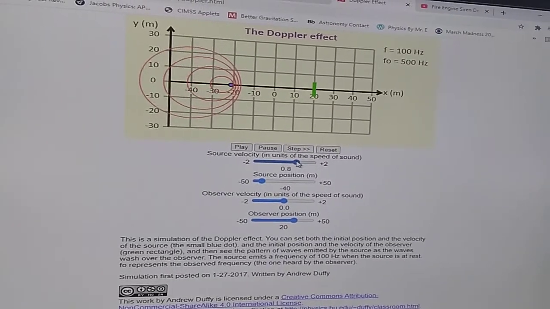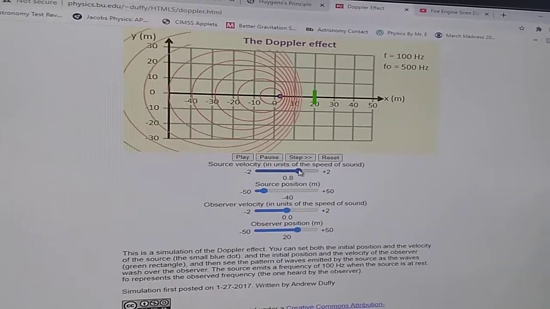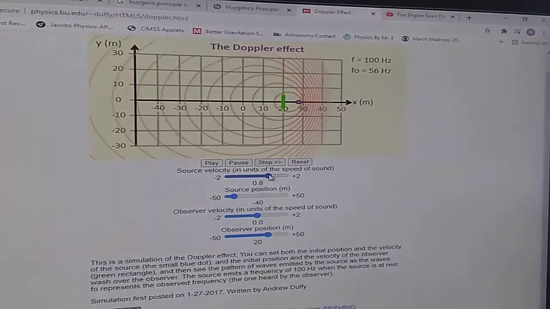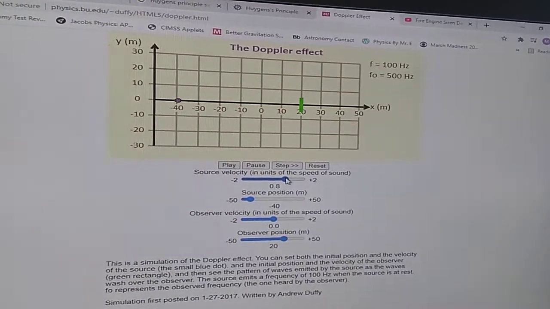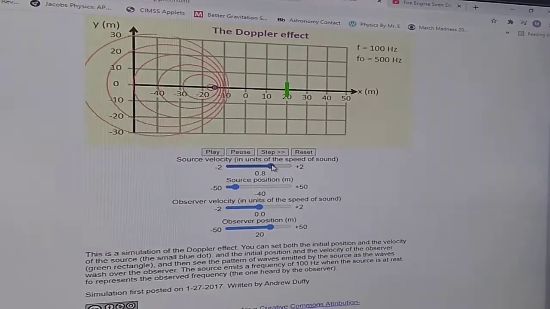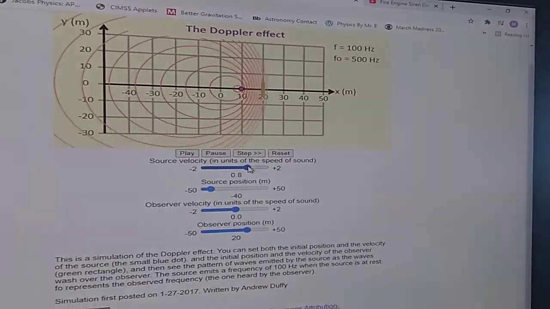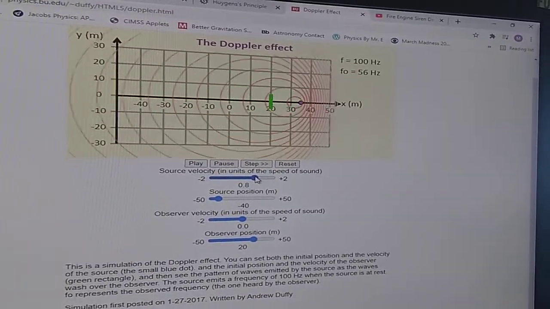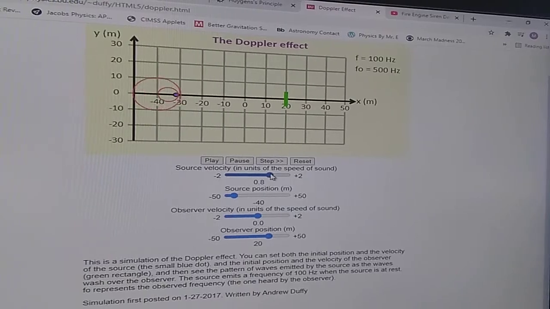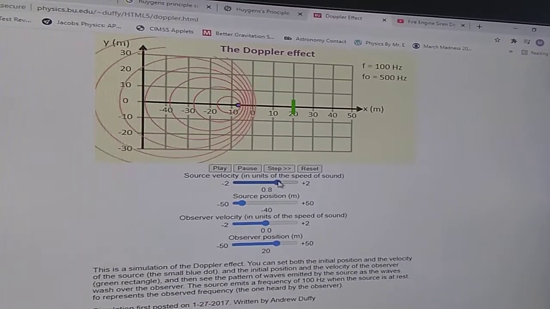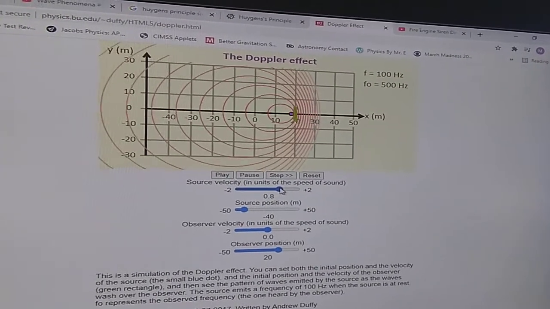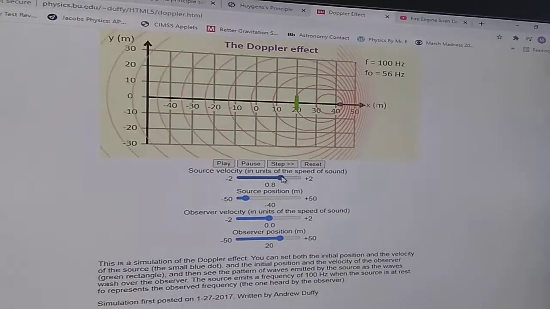So the source is moving towards the observer. Look how squished those wavefronts are in front. And then look at how spaced out the wavefronts are behind. Okay? As the source moves towards, the observed frequency is higher. Once the source is moving away, the observed frequency is lower. So 500 as it's coming towards, 56 as it moves away. That's the basics of the Doppler effect.